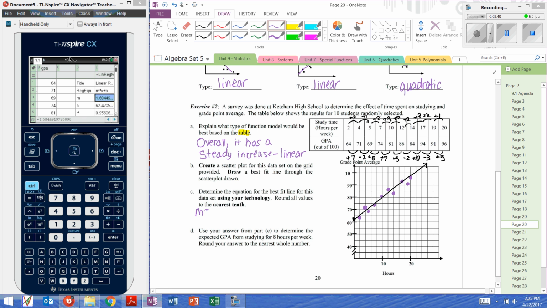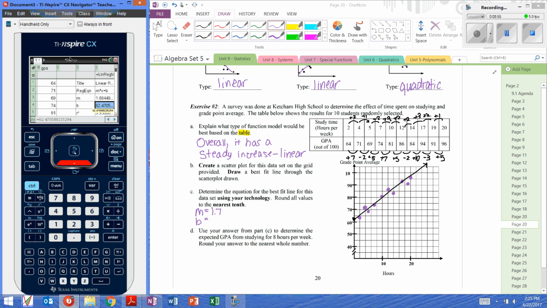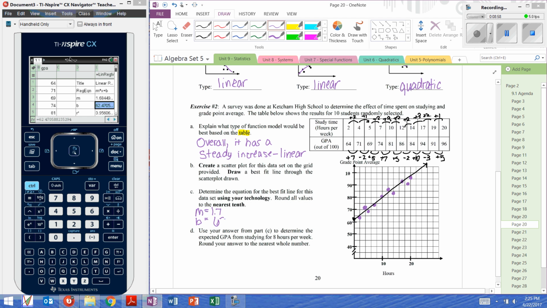So here we have M is equal to, and here it says nearest tenth, so this will be 1.7, and the B is equal to, is that 62? Yeah, 62.45. That would be 5, because we're rounding again. And this is in the format y equals mx plus b. So in this case, we have y is equal to 1.7x plus 62.5, which makes sense because check this out.